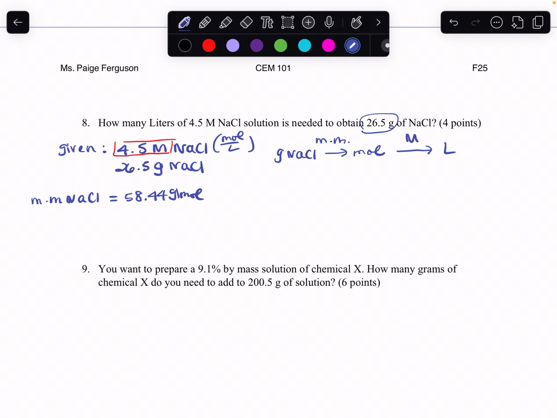Lovely. So starting off here, let's bring our 26.5 grams in, and let's convert it into moles. Put 1 mole on top, 58.44 grams on the bottom, and I pop out with 0.45 moles of NaCl. Great! I'm literally almost there, right? 2-step problem. Bring that 0.45 down.